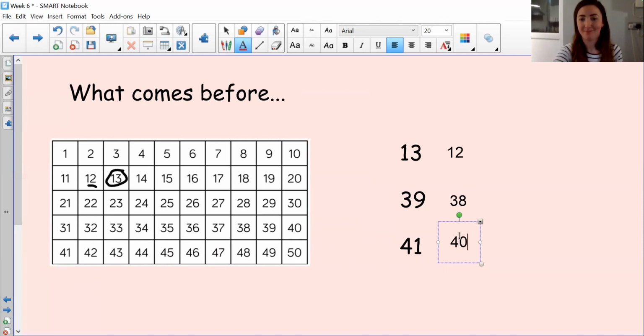So we've gone from 4 10s and 1 1 to 4 10s and 0 1s.